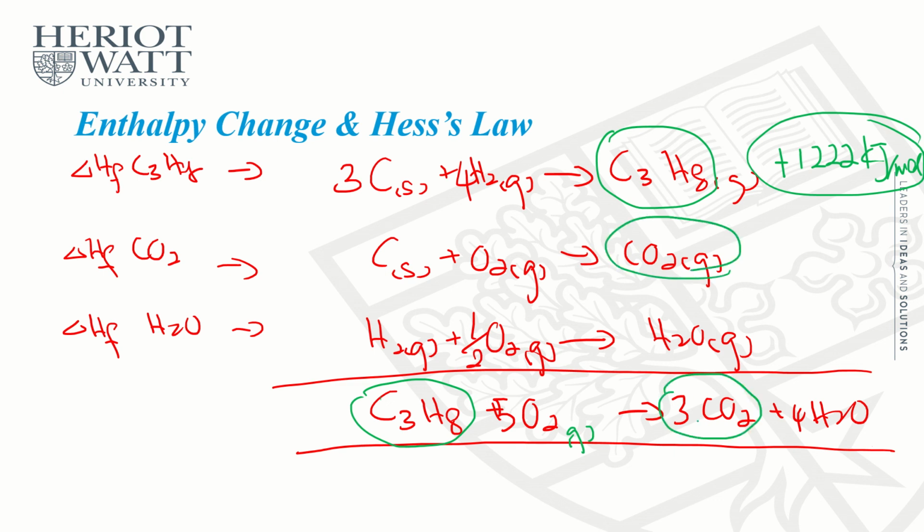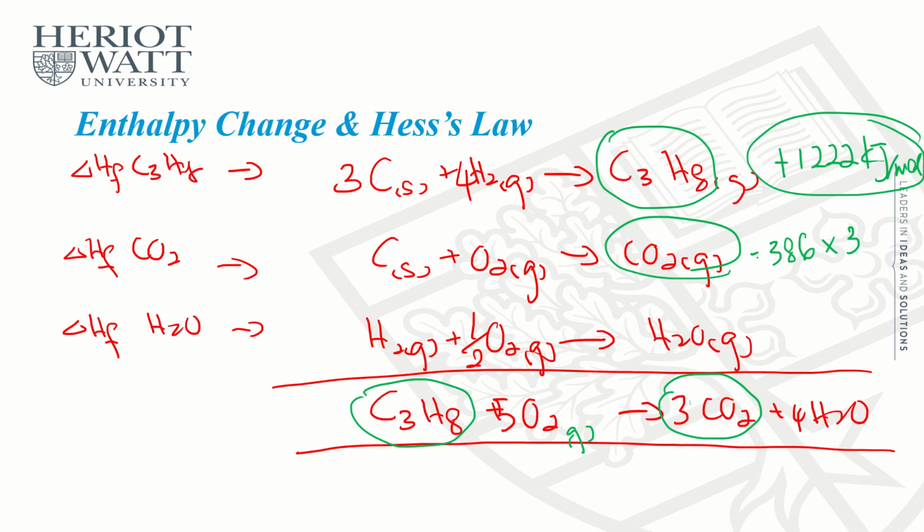I need 3 moles of carbon dioxide gas here. How many mole here? 1. So this needs to be times 3. The value given is -386, so you need to times 3. Make sense? I have 3 here, I only have 1 here. So the value is for 1, and I need to times 3.